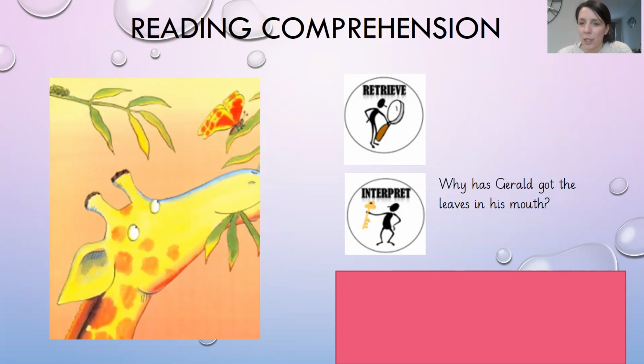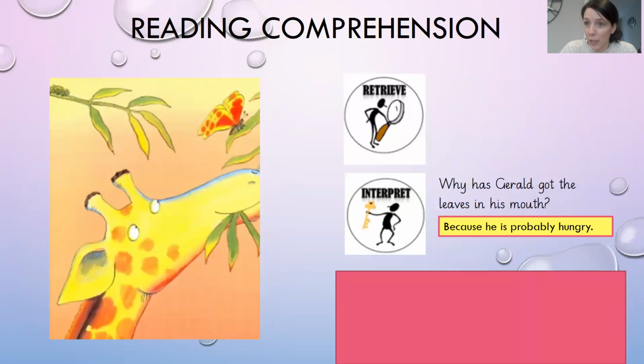Why has Gerald got the leaves in his mouth? Pause the video and have a little think. That's right, because he's probably very hungry and he wants to eat the leaves. That's why he's got them in his mouth.